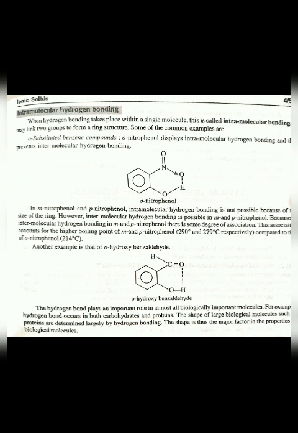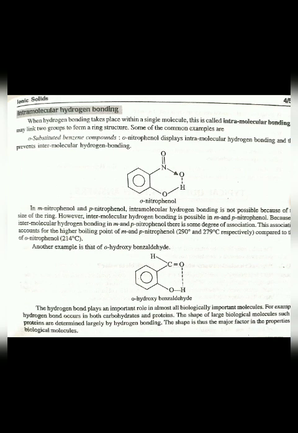In metanitrophenol and paranitrophenol, intramolecular hydrogen bonding is not possible because of the size of the ring. However, intermolecular hydrogen bonding is possible in meta and paranitrophenol. Because of intermolecular hydrogen bonding in meta and paranitrophenol, there is some degree of association. This association accounts for the higher boiling points of meta and paranitrophenol, 290 degrees and 279 degrees Celsius respectively, compared to that of orthonitrophenol, 214 degrees Celsius.